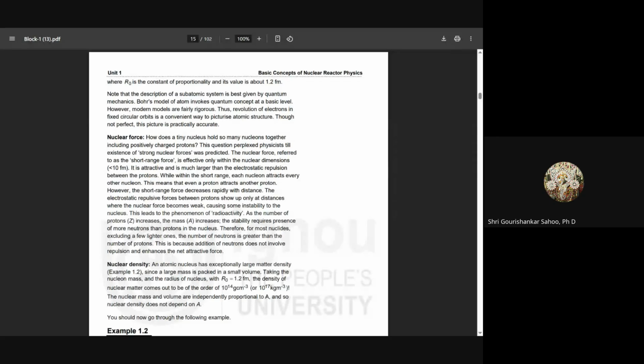So a strong nuclear force is predicted, which is characteristic of nucleons only. Nuclear force is referred to as a short range force, unlike gravitational or electrical forces, and is effective only within the nuclear dimension, that is 10 fm, 10 into 10 to the minus 15 meter. It is attractive and is much larger than the electrostatic repulsion between the protons. So the protons and neutrons are held together.